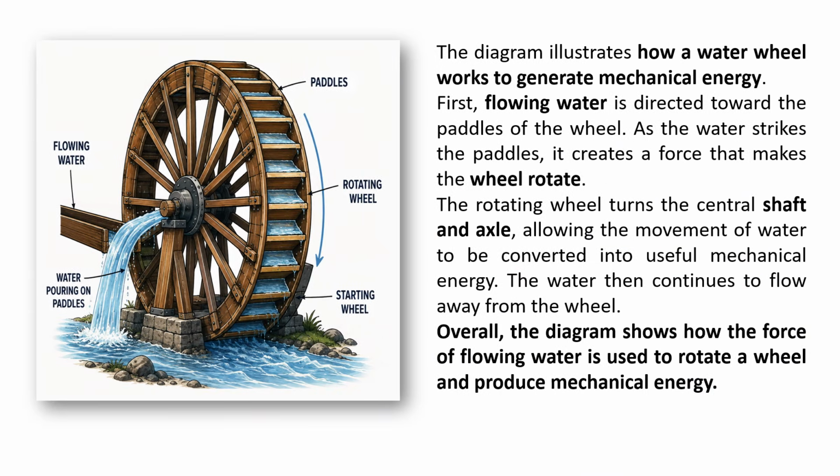The diagram illustrates how a water wheel works to generate mechanical energy. First, flowing water is directed toward the paddles of the wheel. As the water strikes the paddles, it creates a force that makes the wheel rotate.